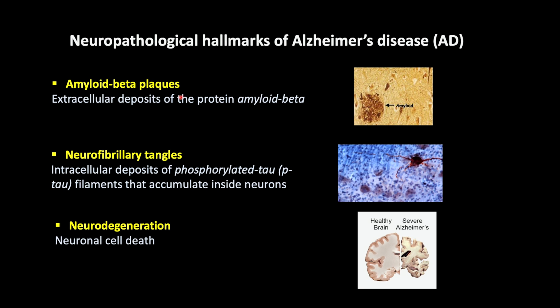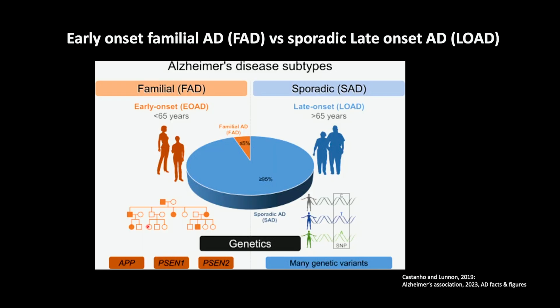And there are 3 major phenotypes that we look for. One is amyloid beta plaques, extracellular deposition of plaques, and tau tangles, intracellular tau tangles, and also the actual neurodegeneration. And just to highlight more, the population of patients that we're going for is sporadic late onset Alzheimer's.